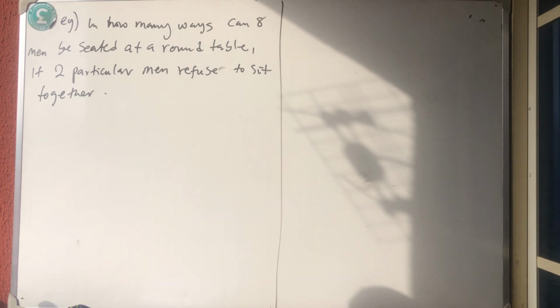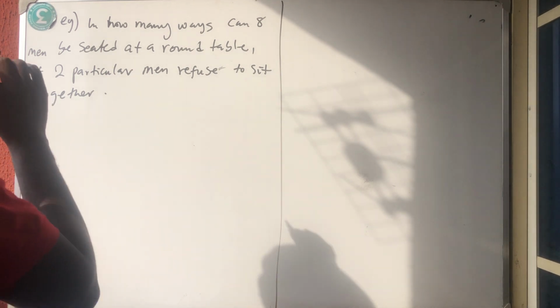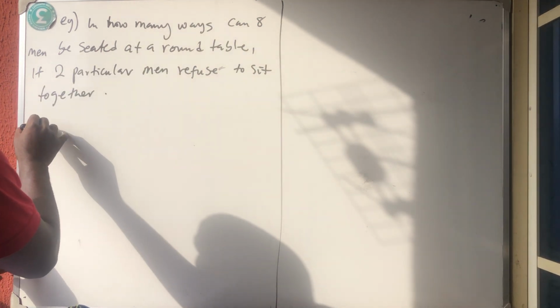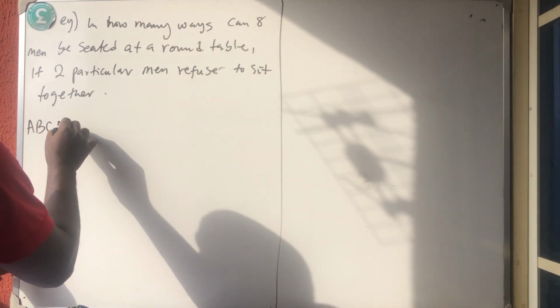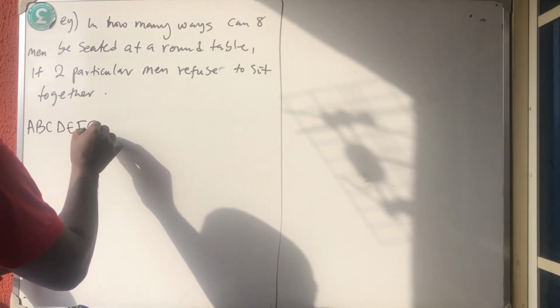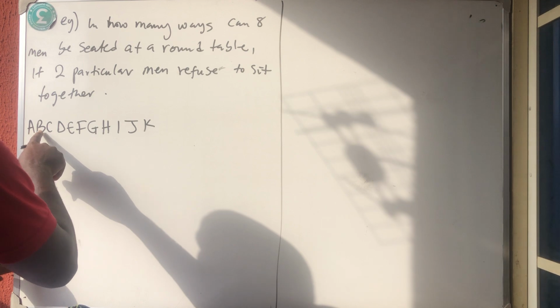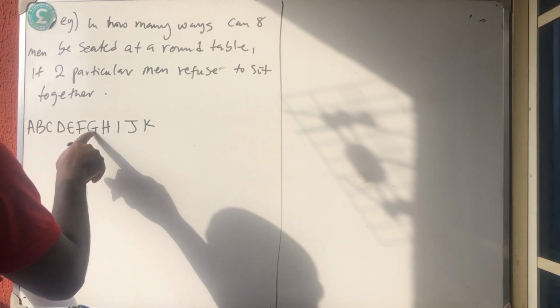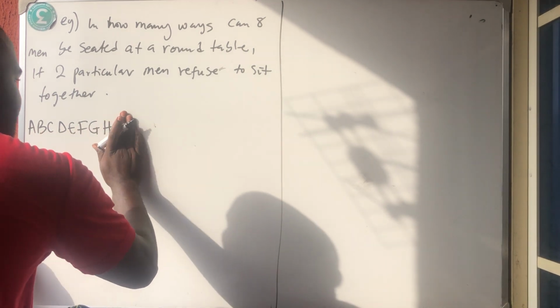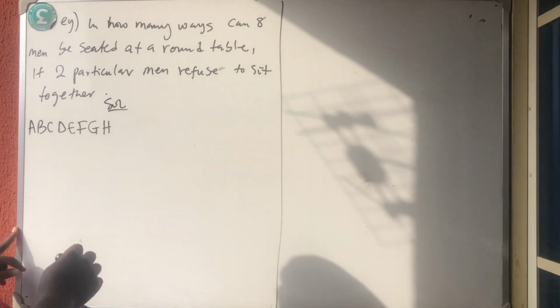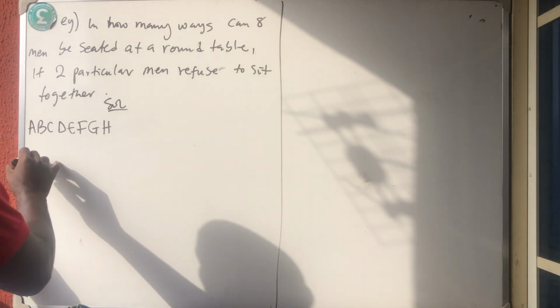Now watch me now. Let me show you how to do it. Solution. Now let me represent these 8 men with alphabets: A, B, C, D, E, F, G, H. Okay. Now these are the 8 men. Now without restriction.